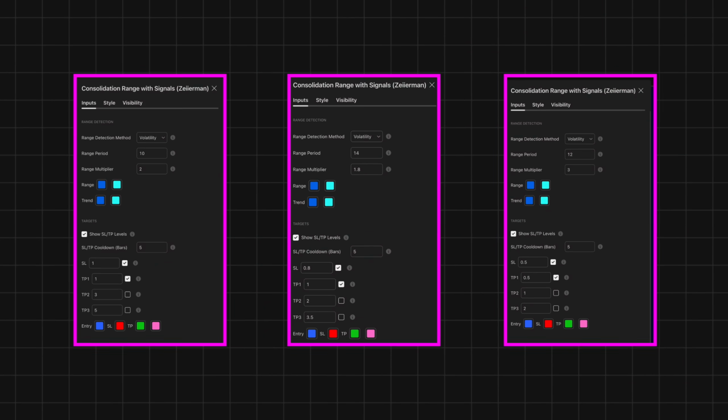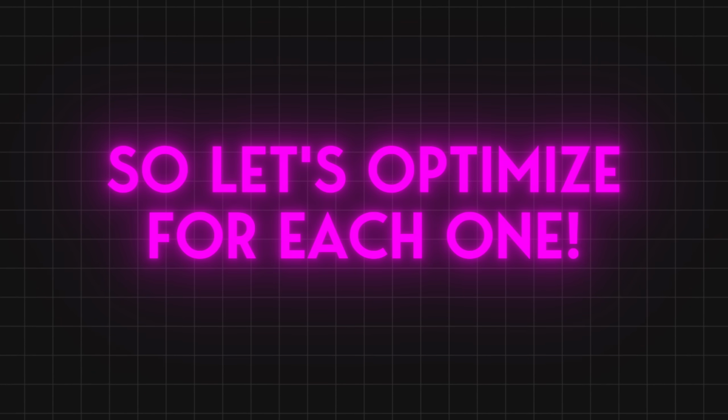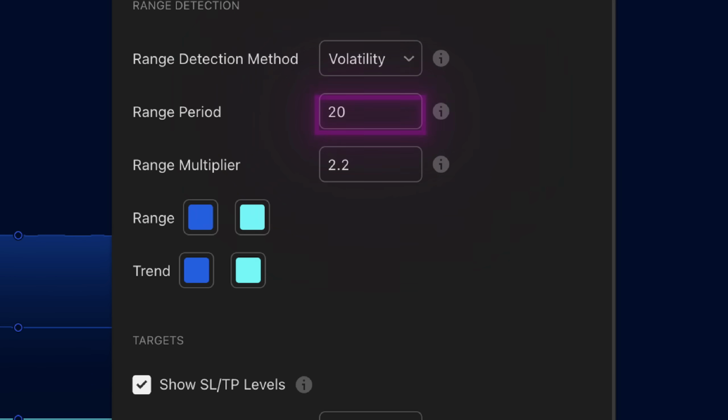Different markets have unique consolidation characteristics, so let's optimize for each one. For forex pairs, set range period to 20 and range multiplier to 2.2 for major pairs. Forex ranges often form during session overlaps, so longer periods capture these institutional accumulation zones better.